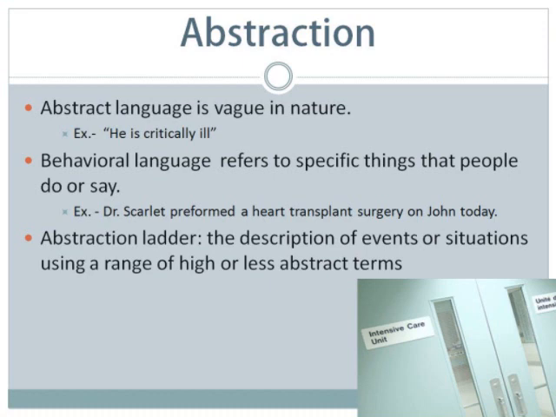On the contrary, behavioral language is more specific and provides relevant information about the topic. For example, a statement like, "Dr. Scarlett performed a heart transplant surgery on John today," is very specific. An abstraction ladder is used to describe situations or statements in different levels of specificity and abstraction.